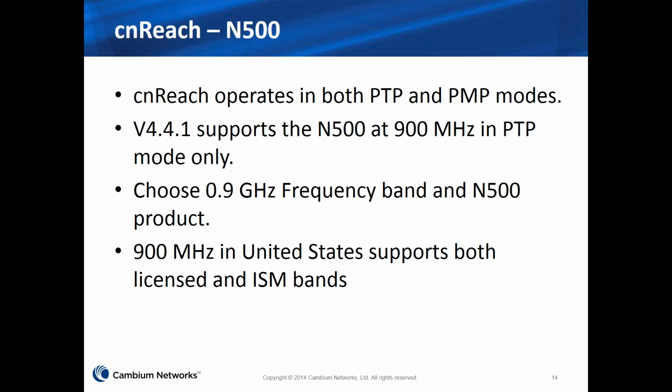In the United States at 900 MHz, the N500 supports both the licensed and the ISM bands, which means as you plan the links, depending on which band setting you select, you'll see different features, some of which will be similar to our other unlicensed products, and some of them will be similar to our licensed products. This product is also available in Canada, where it uses the same regulatory rules as the United States, so it can be planned in LINKPlanner at the moment using the United States country setting.